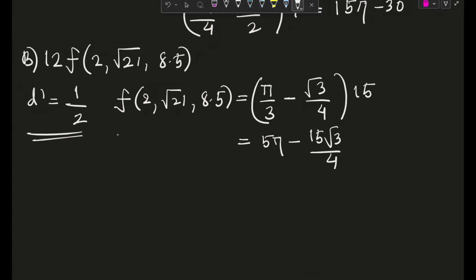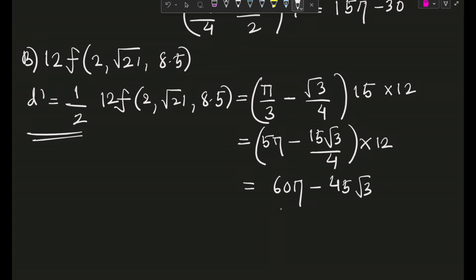And what they had asked for is this thing multiplied by 12. So let's multiply the 12 also. Multiplying this thing with 12, this would come out to be equal to 60 pi minus 45 root 3. Okay, so I guess option number B is also correct.